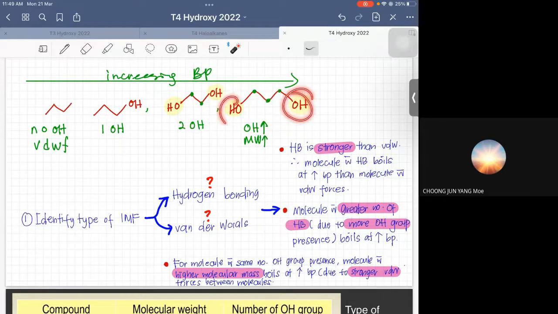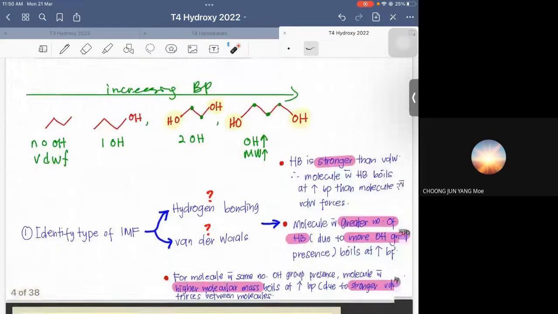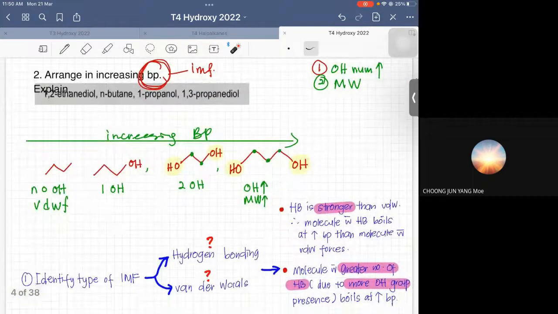Kalau sama pula bilangan hydroxyl group, kena consider apa lagi? Kena consider molecular weight. Okay. So, for molecule with same number of hydroxyl group presents, molecule with higher molecular mass boil at higher boiling point. Sebab apa? Bahagian ini adalah van der Waal forces. Okay. So dalam satu molekul, kita bukan ada hydroxyl group saja.